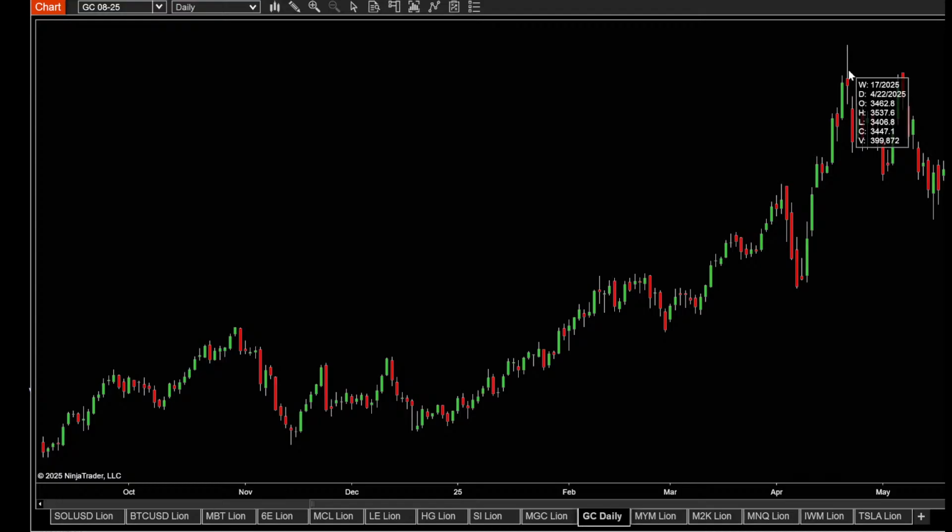I'm a child of the 80s when gold was, I think 850 was the high. 3,537 achieved on April 22nd. I started collecting coins because I heard of the big gold run back in 1980 with the Hunt brothers, and they were cornering the market in silver and gold or whatever. $800, I thought that was the end of the world.